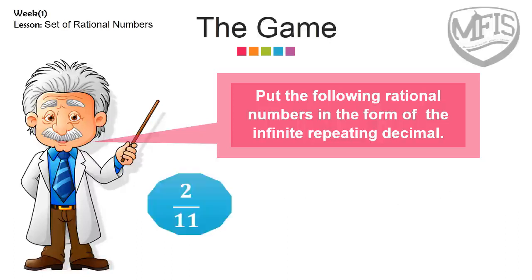What will happen in this question? 2 over 11 will equal 0.18, 18, 18, and so on. So it will be 0.18 with dots above the recurring digits 18. In this question, 3 over 7, the result of this division will be 0.428571, 428571, and so on.